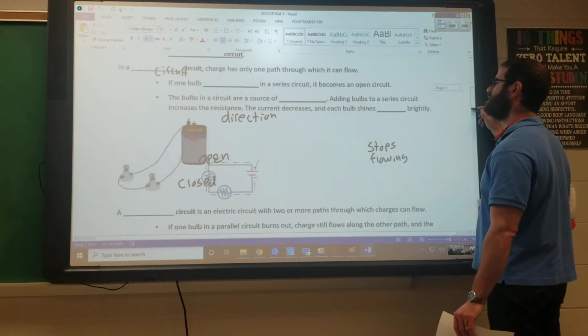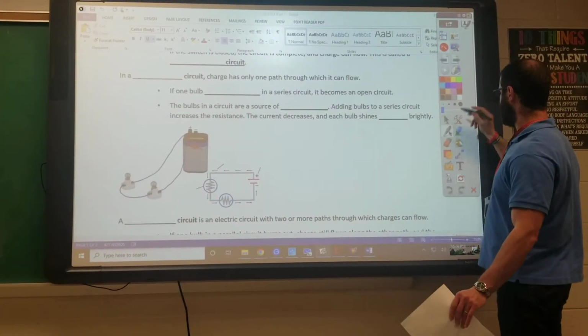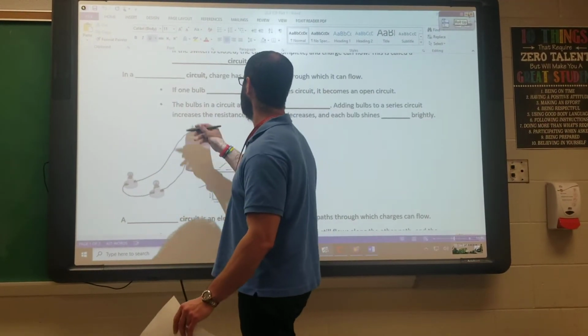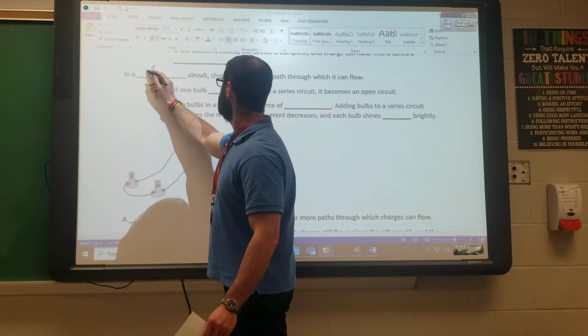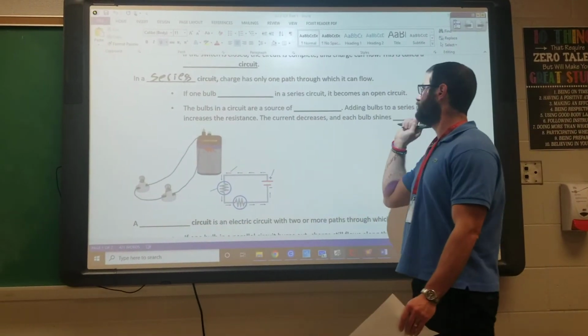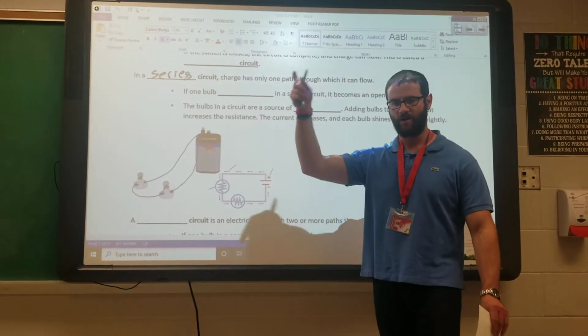In a series circuit, which is actually what we just looked at when we talked about the switch up above and the closed path, charge has only one path to flow. There's only one path through which the current can flow.